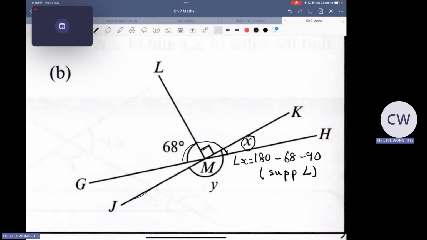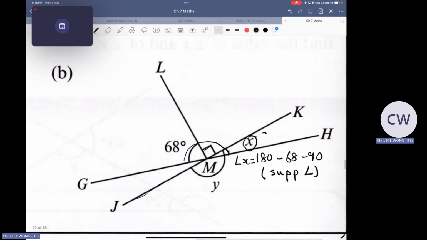What is x? Can somebody tell me, please? 22. So x is 22. The moment you find 22, I'm very sure you can find y already, isn't it? So what is y? Tell me why. Y is equal to what? 180 minus 22, right? The reason? Supplementary angle. You keep using that and it will come to you automatically. Then you can find y.